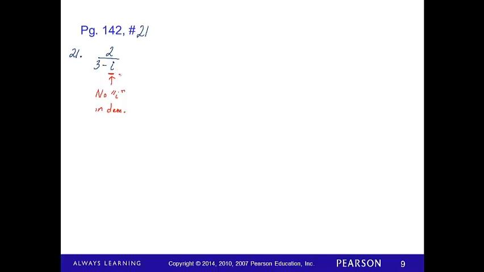So how do you get rid of the i? By multiplying the top and the bottom, so your numerator and your denominator, by the conjugate. The conjugate of 3 minus i would become 3 plus i. So you multiply top and bottom by 3 plus i. And of course, this is just going to be distributing and FOILing like before. So I have 2 times 3 is 6, 2 times i is 2i, divided by 3 minus i times 3 plus i.